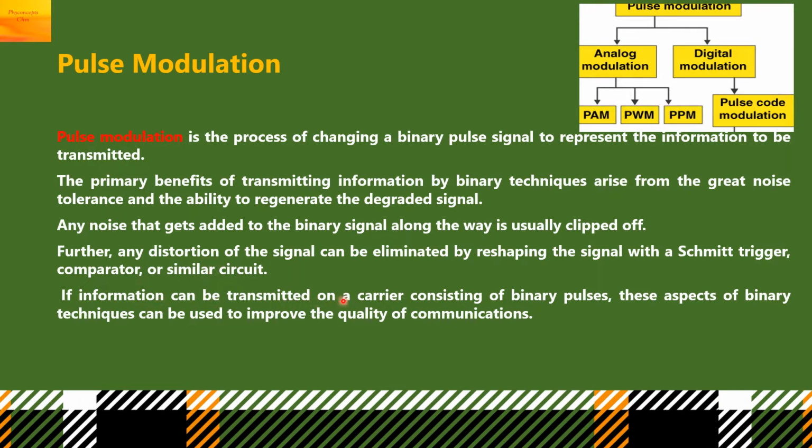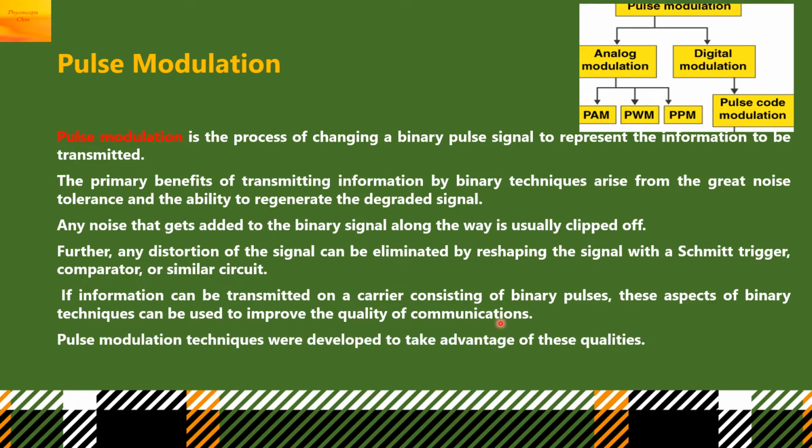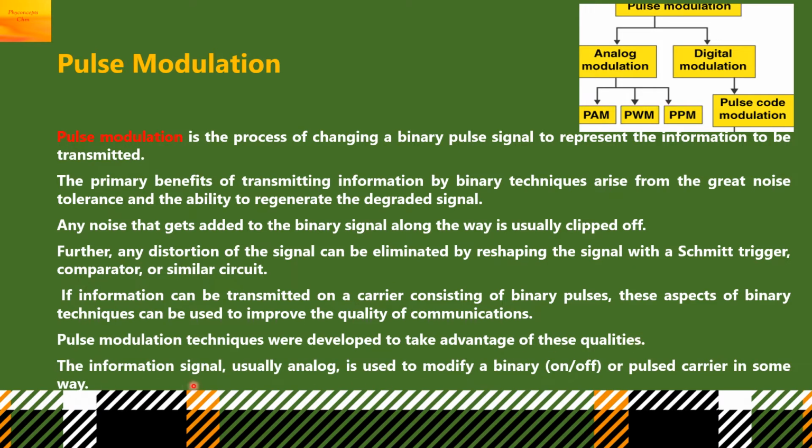If information can be transmitted on a carrier consisting of binary pulses, these aspects of binary techniques can be used to improve the quality of communications. Pulse modulation techniques were developed to take advantage of these qualities. The information signal, which is usually an analog signal, is used to modify a binary or pulsed carrier signal in some way.